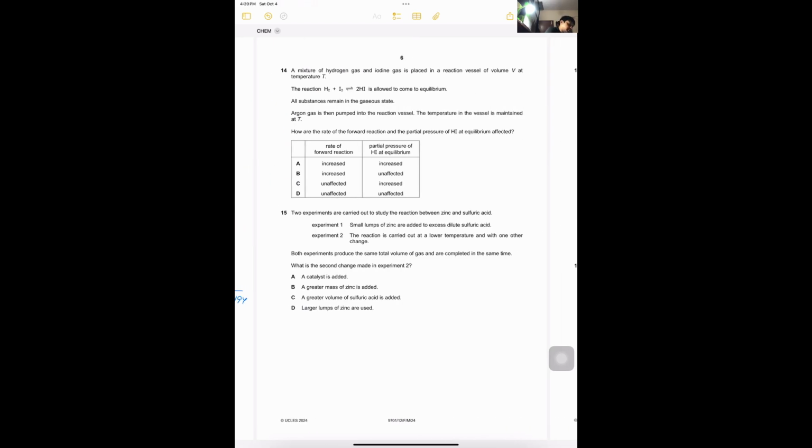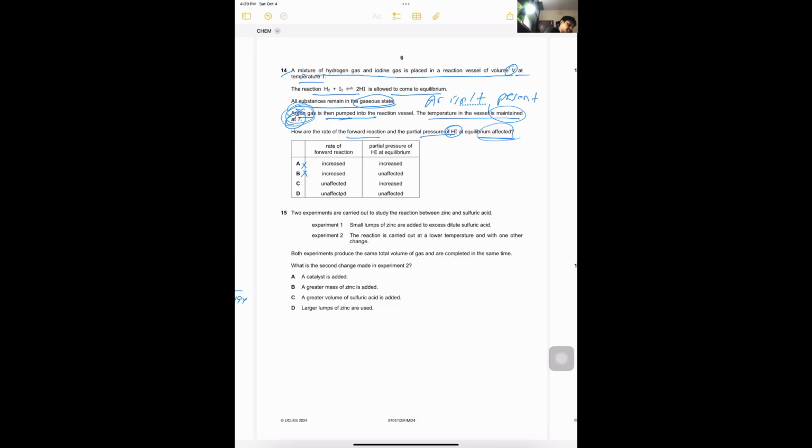Okay, question 14. Let's rush again. A mixture of hydrogen gas and iodine gas is placed in a reaction vessel of volume V at temperature T. The reaction is allowed to come to equilibrium. All substances remain in gaseous state. Argon gas is pumped in. First thing, argon isn't present here, so no effect of argon, and temperature is same, so no effect on rate. So the rate is unaffected, so the answer is between C and D.